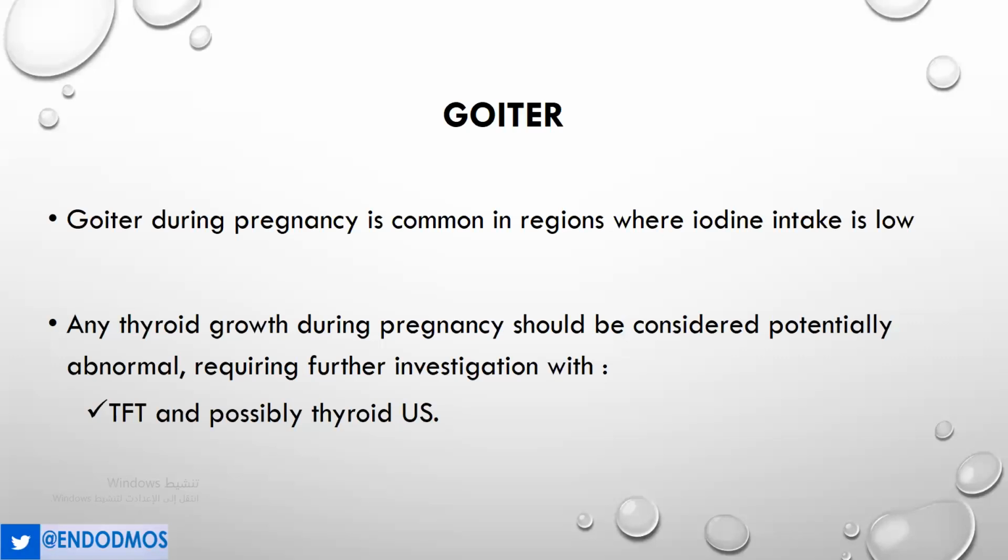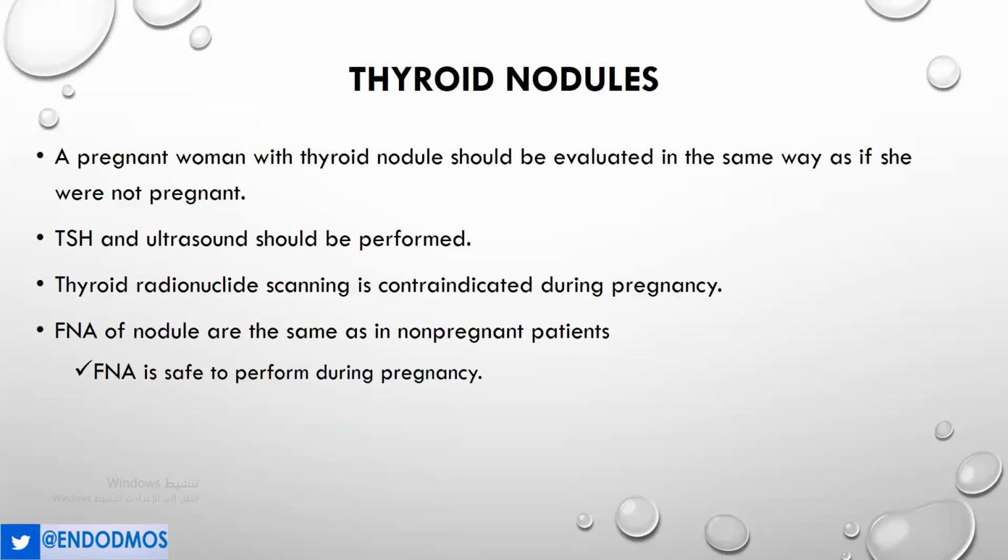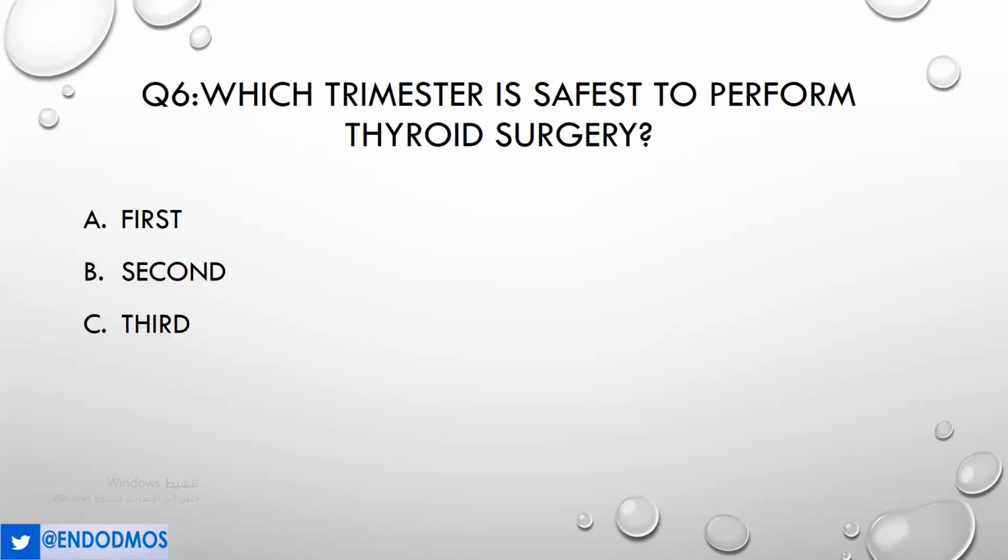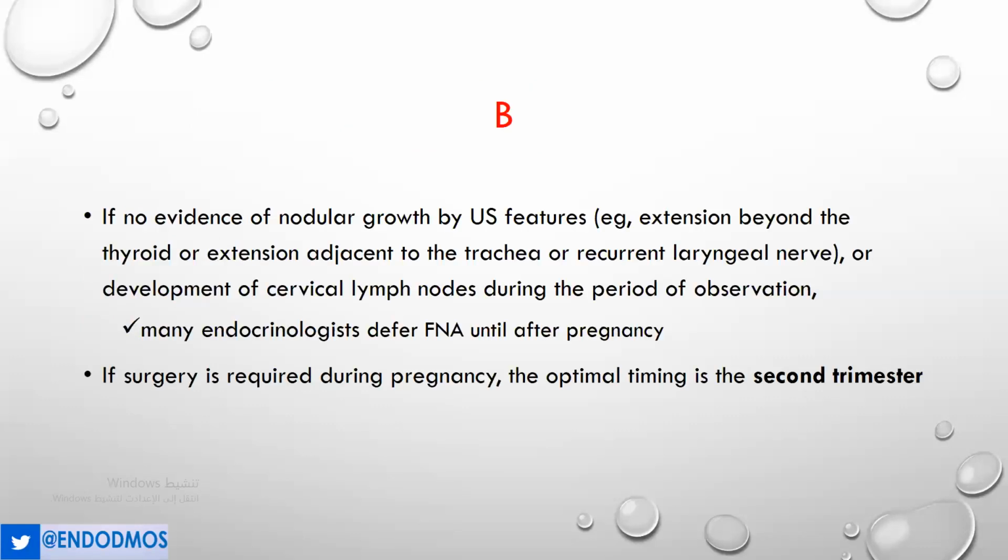What about how to deal with goiter? Goiter during pregnancy is common in regions where iodine intake is low. Any thyroid growth during pregnancy should be considered potentially abnormal, requiring further investigation with TFT and possibly thyroid ultrasound. Nodule: pregnant women with a thyroid nodule should be evaluated in the same way as if she were not pregnant. TSH and ultrasound should be performed. Thyroid radionuclear medicine is contraindicated during pregnancy. Fine needle aspiration may be indicated according to the guidelines, and it is safe to be done. And usually, as I just mentioned, it is better to go for thyroid surgery, if needed, in the second trimester.